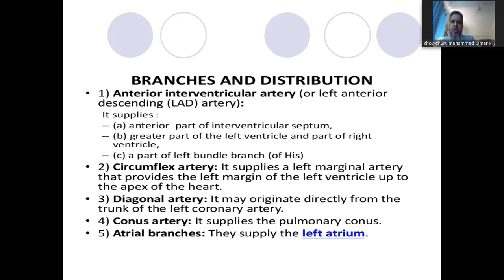And the circumflex artery, it supplies the left marginal artery that provides the left margin of the left ventricle up to the apex of the heart. And diagonal branch, it may originate directly from the trunk of the left coronary artery. And conus artery, it supplies the pulmonary conus. And there are atrial branches, they supply the left atrium.